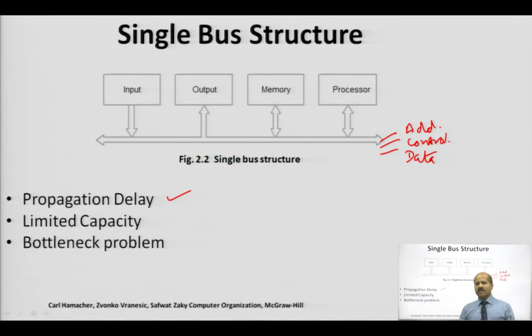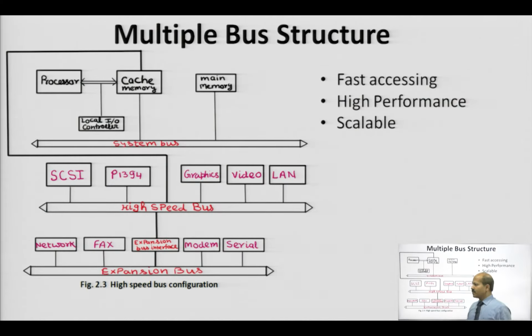So, how can these drawbacks be removed? Obviously, there is a requirement of a multiple bus system. As shown in this figure, you can see different buses are used to connect different components. These are the basic components: processor, cache memory, IO controller, main memory. These are connected through a system bus, and there are different components: network, fax and modem and serial, these are connected through an expansion bus.